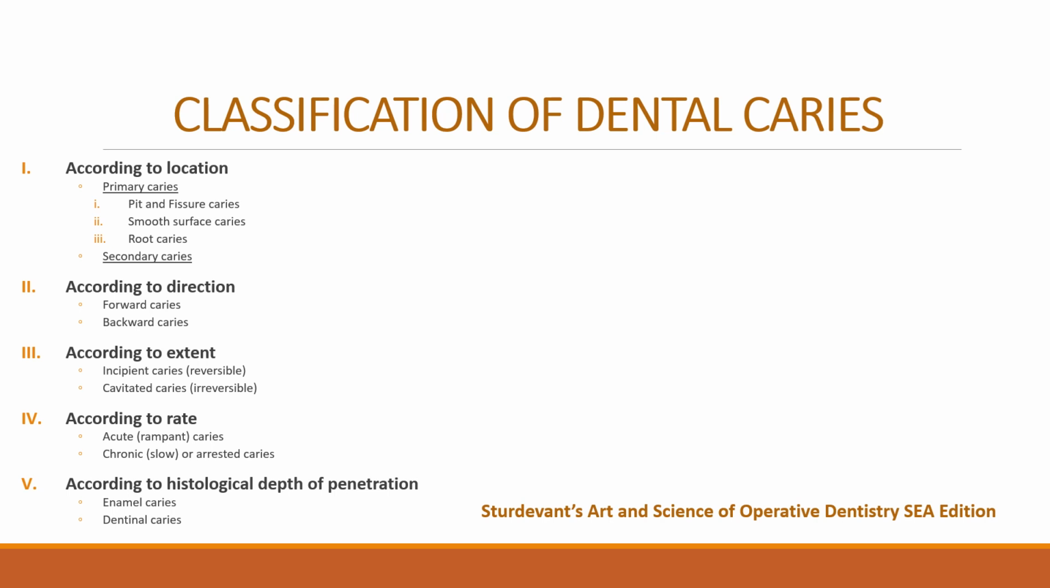According to extent, there is incipient caries, also known as the early white surface lesions, which are reversible in nature, and then there are cavitated caries, which are irreversible and require restorative treatment. According to rate, acute caries or rampant caries, and chronic caries or slow arrested caries. Lastly, according to histological depth of penetration, enamel caries is where the caries is usually confined to the enamel, and dentinal caries is where the caries is confined to the dentin or has spread to the dentin.